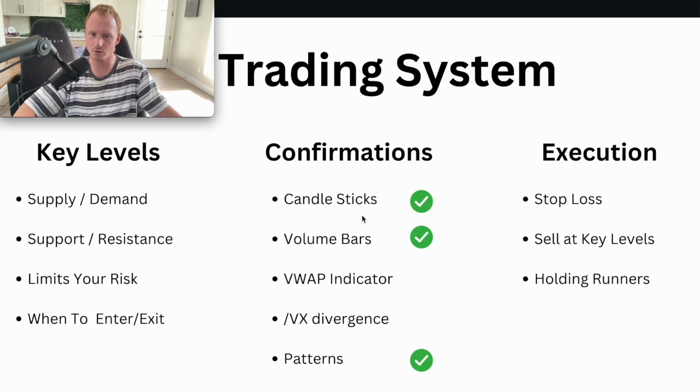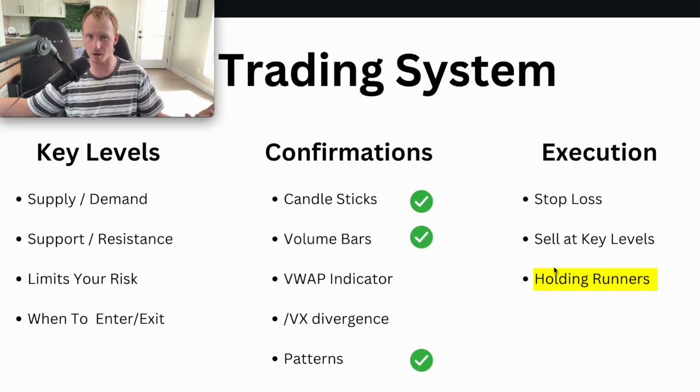let's say we enter the trade. I'll show you an example of that in just a second. Now we can actually execute. Where are you putting your stop loss? Where are you actually selling? For me, I try to only sell at key levels. Once you sell the majority of your position, are you holding runners in case we have a bigger sell-off or a bigger run-up, depending on if you're in shorts or longs, or puts or calls?